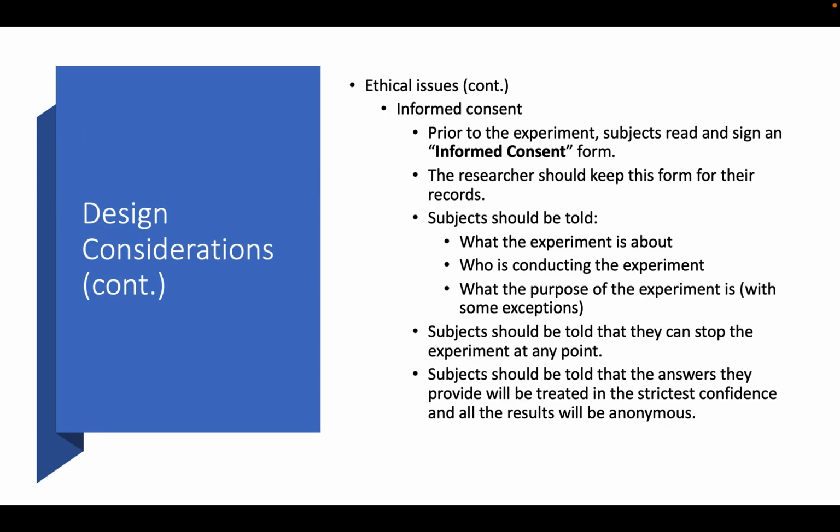Another type of issue in the ethical realm is called informed consent. So prior to the experiment, subjects read and sign what's called an informed consent form. And the researcher should keep this form for their records. Subjects should be told what the experiment is about, who is conducting the experiment, and what the purpose of the experiment is, with some small exceptions. Subjects should be told that they can stop the experiment at any point. And subjects should be told as well that the answers they provide will be treated in the strictest confidence and all the results will be anonymous. That's part of the informed consent procedure.